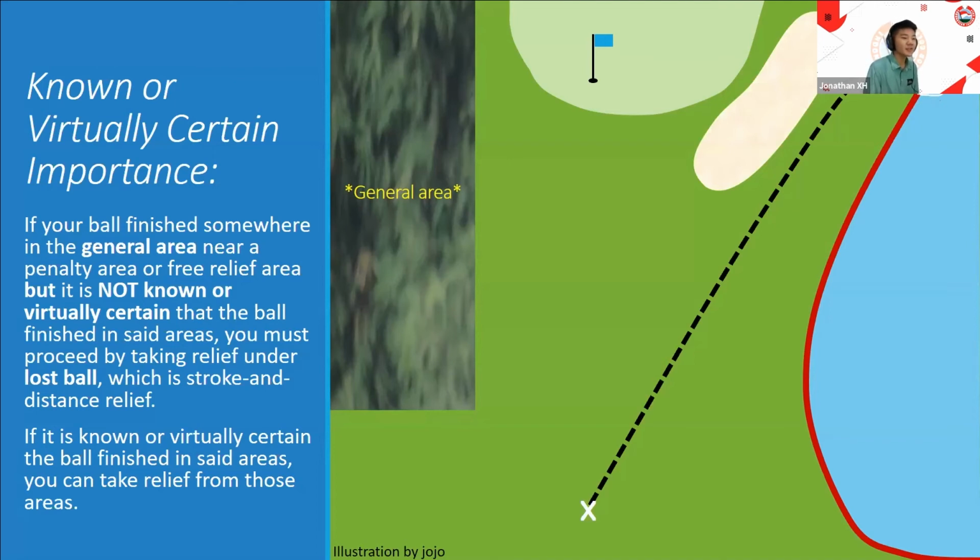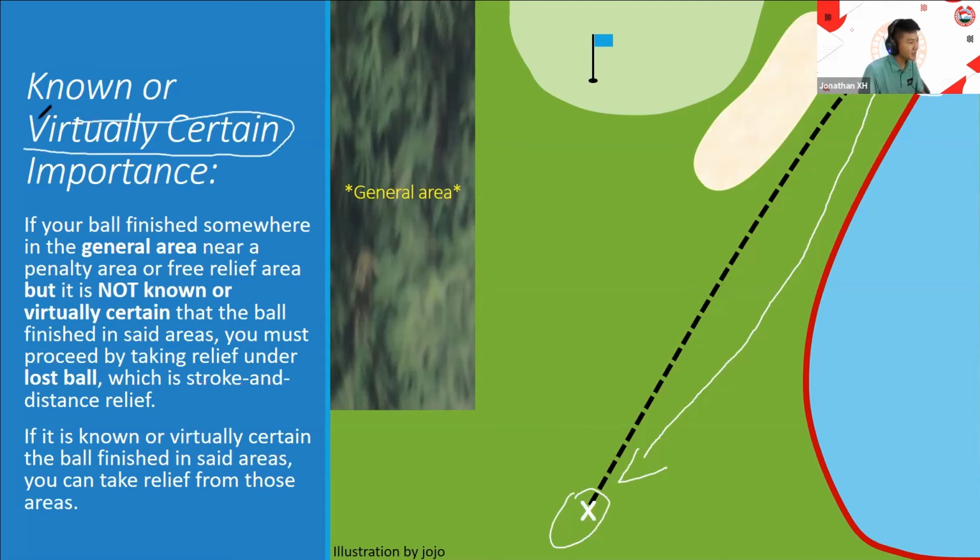But if you don't speak your case, you just say, oh, I don't know, we searched, we didn't find it, the referee will have to go with the lost ball and you are losing stroke and distance, coming back to point X. So, like what Joner said, don't be afraid to talk to the referee and state your case, and you must know the importance of virtually certain. It can save you strokes.